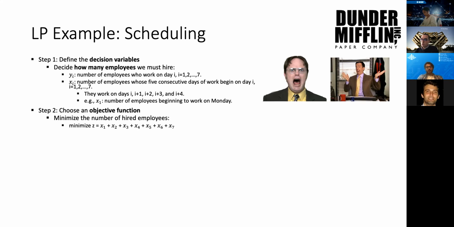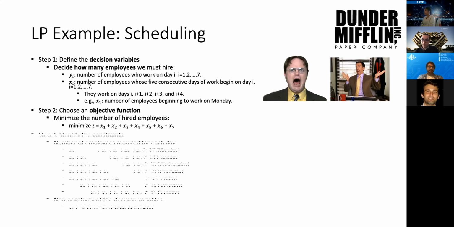So step 2, choosing an objective function. The goal is to minimize the number of hired employees. So we call xi the number of employees whose 5 consecutive days of work begin on day i. So the goal is to minimize the summation of xi, i from 1 to 7.